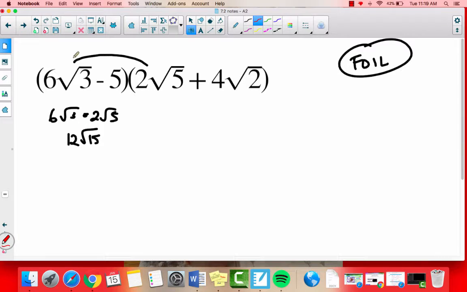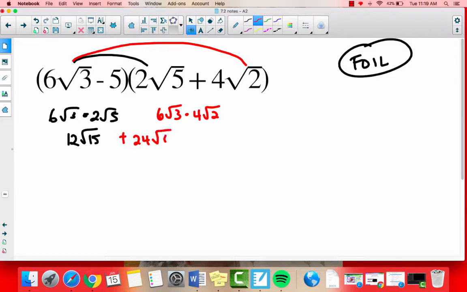Then I'm going to do the outside 2. So multiply those together, 6 root 3 times 4 root 2. That's going to get us plus a 24 root 6. Okay, then I'm going to do the inside 2.